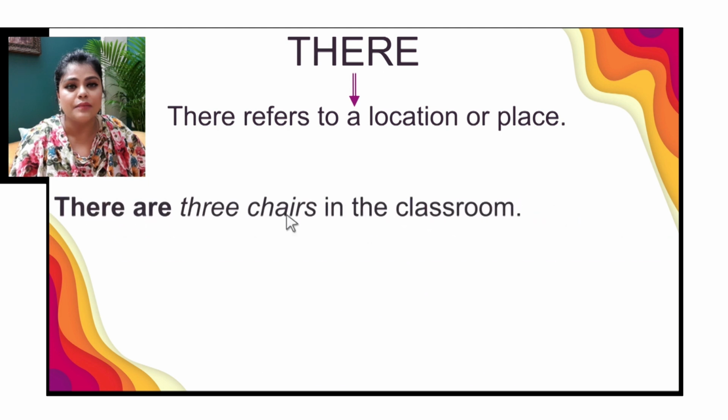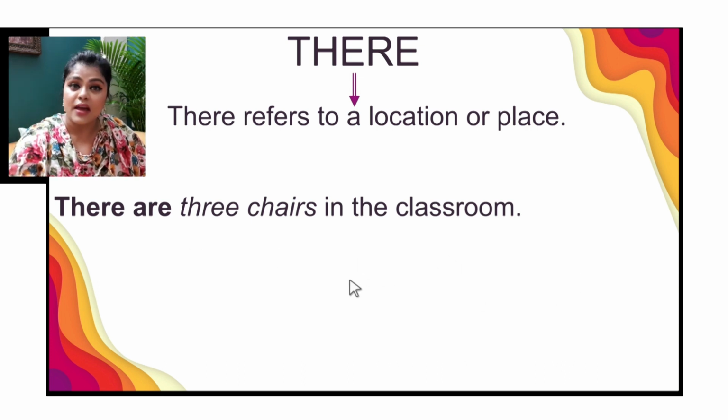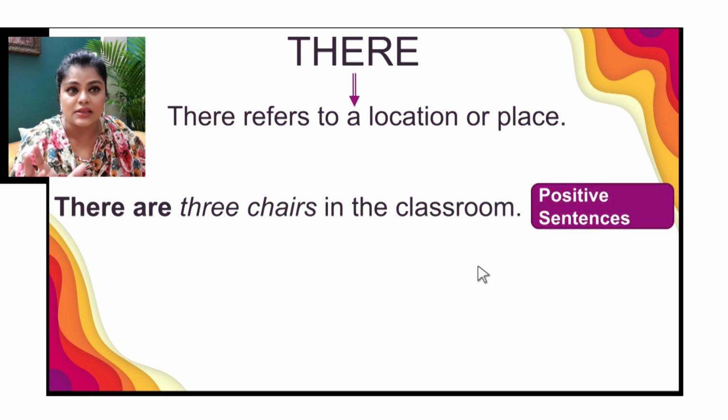Okay. Now we will see a few sentences. See the sentence here. There are 3 chairs in the classroom. Now classroom is a place. I'm saying that there are 3 chairs in the classroom. Now it is a positive sentence. That I'm telling, yes, there are 3 chairs in the classroom.